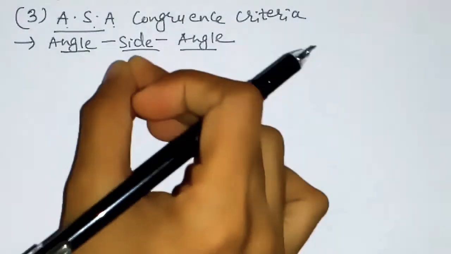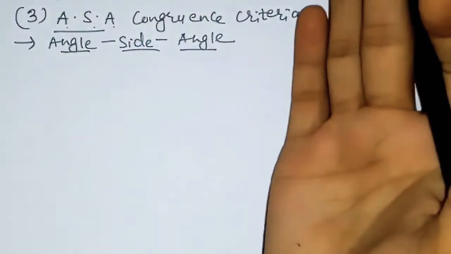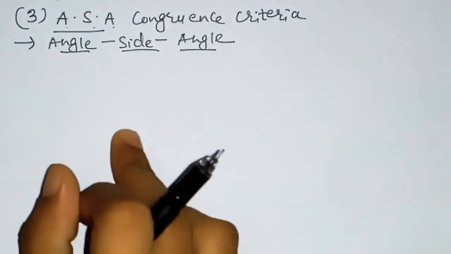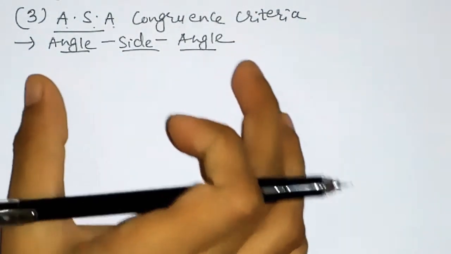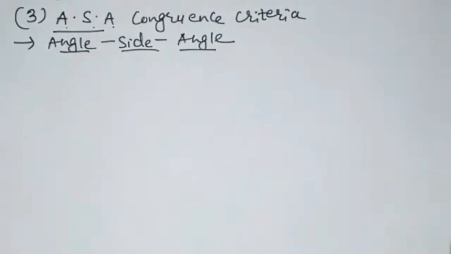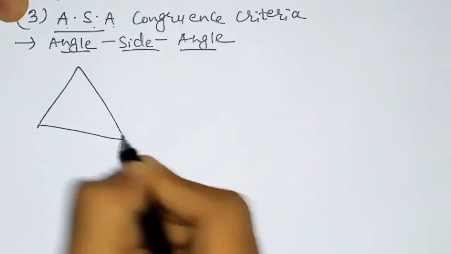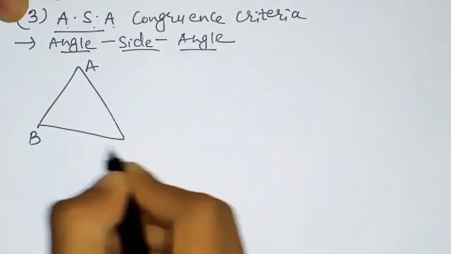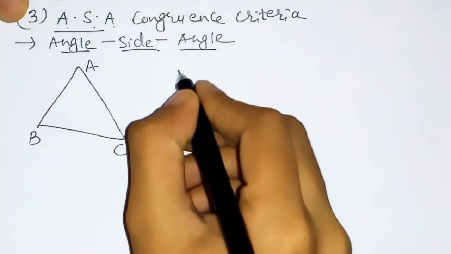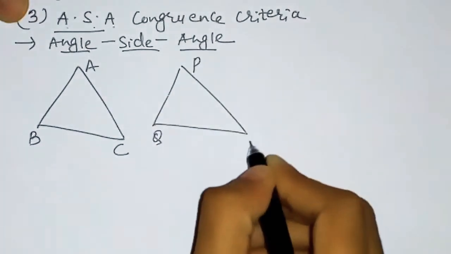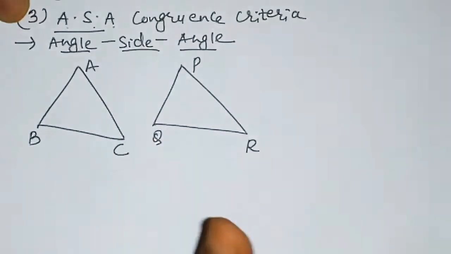Okay, so this included side, in previous criteria the included angle was there, and here the included side is there. So the side should be between the two equal angles, so that side we need to consider. For example, suppose this is the figure, triangle ABC, and this is another figure of triangle PQR. Suppose these two triangles are given to you.